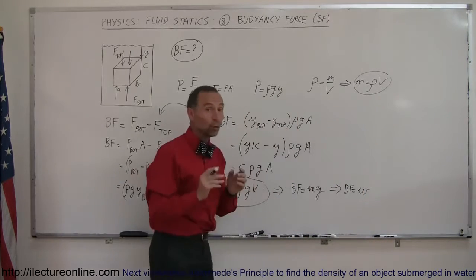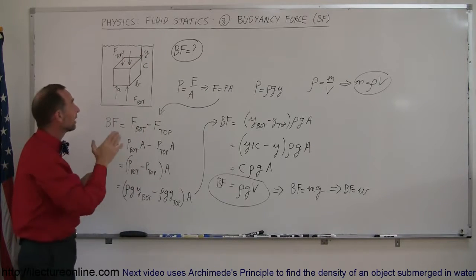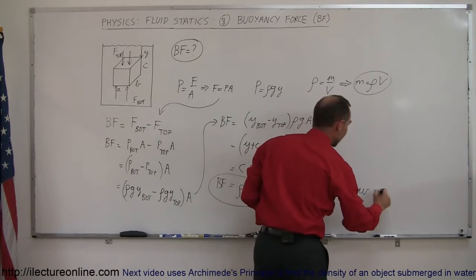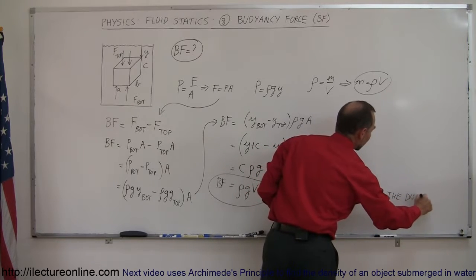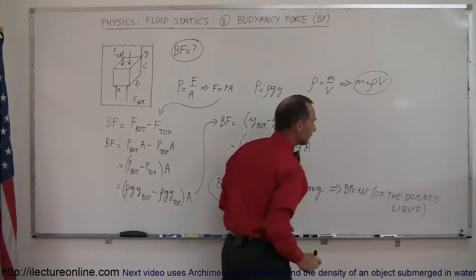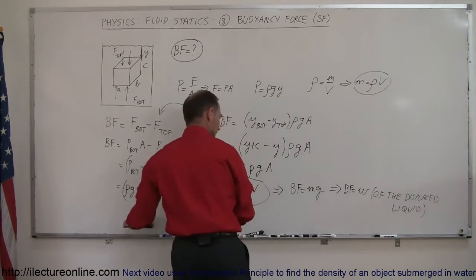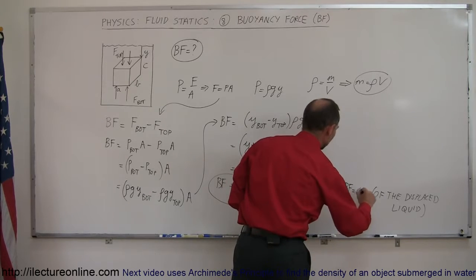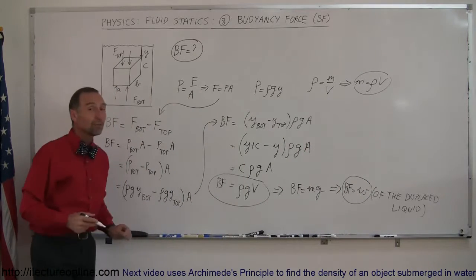So the buoyancy force is equal to the weight. And the weight of what? The weight of the liquid that was there before we put the cube in the water, which, in other words, is the weight of the liquid that was displaced by the cube. So the buoyancy force is equal to the weight of the displaced liquid. And that is known as the buoyancy force. Let me write that a little bit better, because it's not written very well here. The buoyancy force is equal to the weight of the displaced liquid. And that's the principle of the buoyancy force.